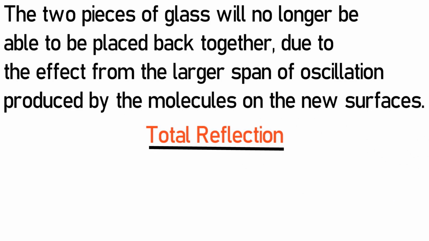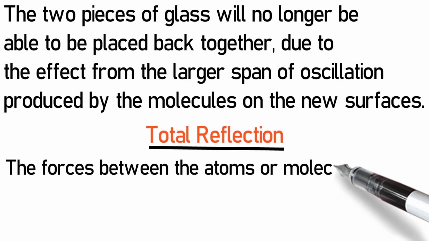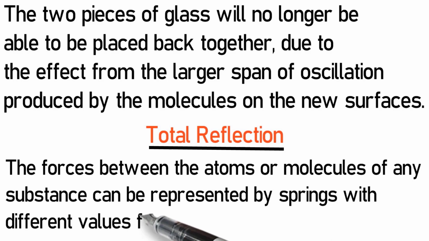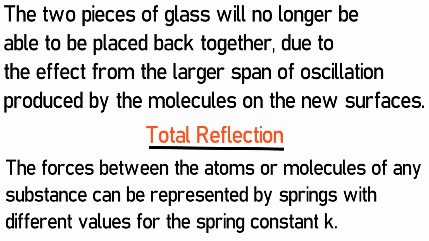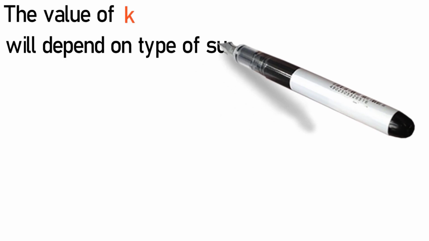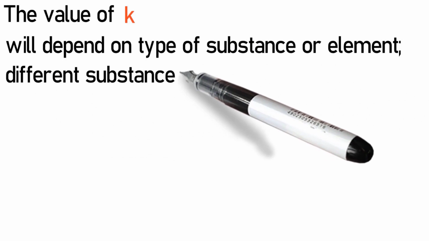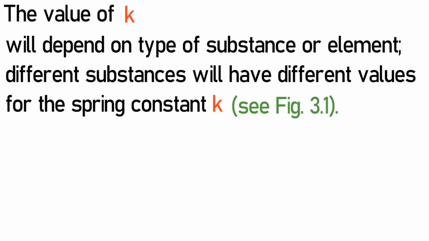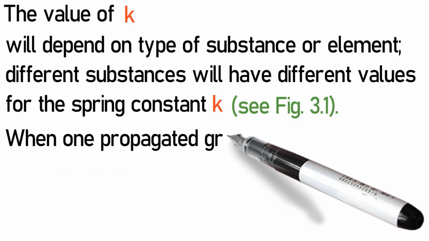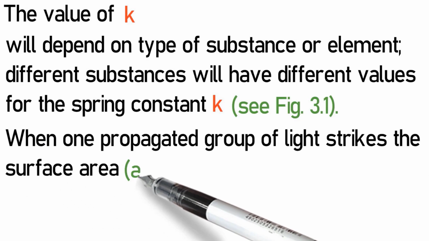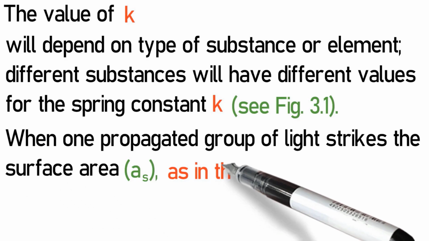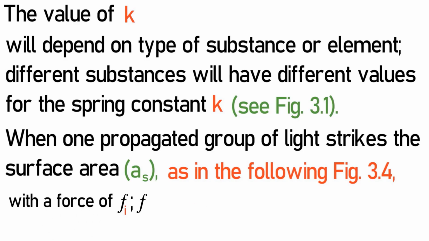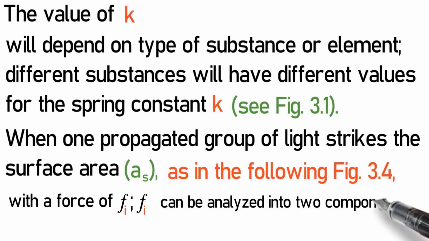Total reflection. The forces between the atoms or molecules of any substance can be represented by springs with different values for the spring constant K. The value of K will depend on the type of substance or element. Different substances will have different values for the spring constant K. See Figure 3.1. When one propagated group of light strikes the surface area, A sub S, as in the following Figure 3.4, with a force of F sub I, it can be analyzed into two components.